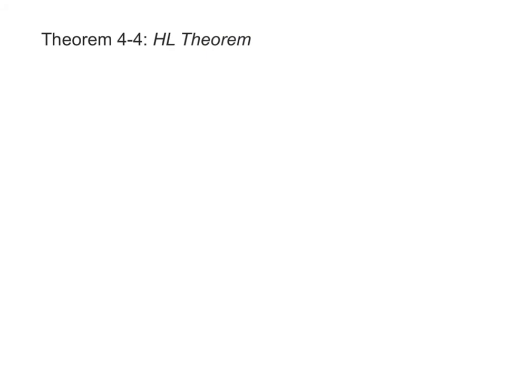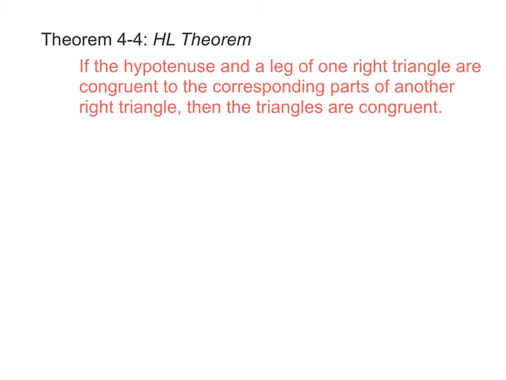Our next method of proving triangles congruent is theorem 4-4. It is referred to as the HL theorem. Now, one thing that's important here is this theorem only applies to right triangles. And when it says HL, basically what is it saying? It's saying hypotenuse leg, okay? So this is only for right triangles. Now, this theorem in words says, if the hypotenuse and a leg of one right triangle are congruent to the corresponding parts of another right triangle, then the triangles are congruent.